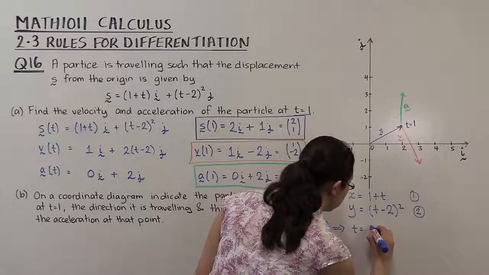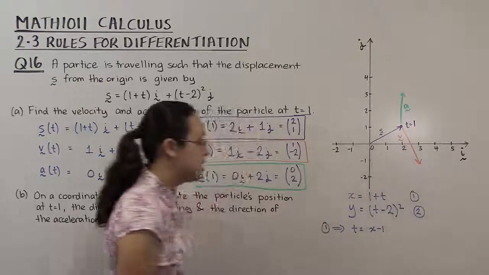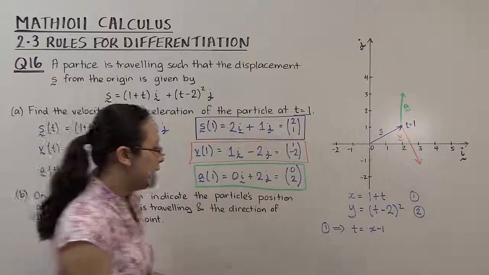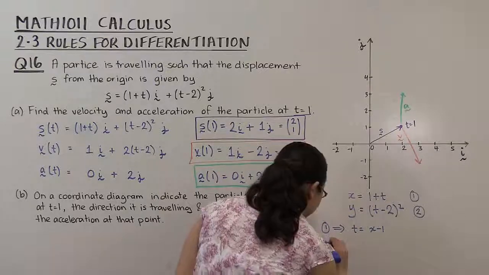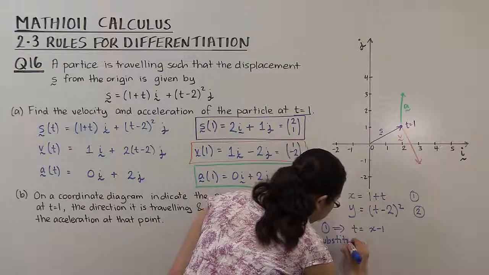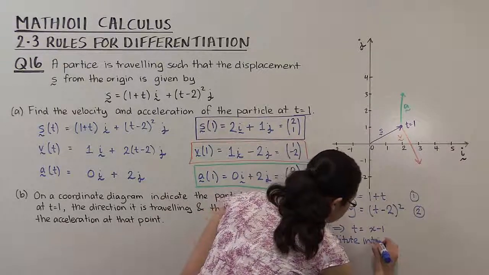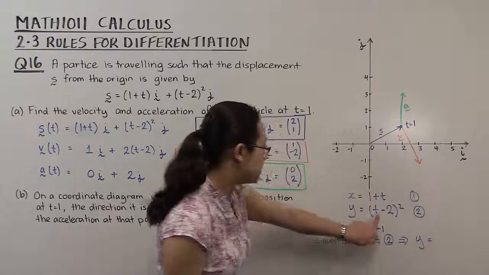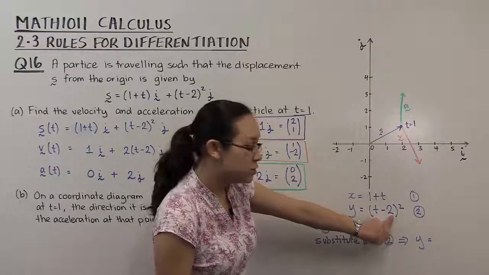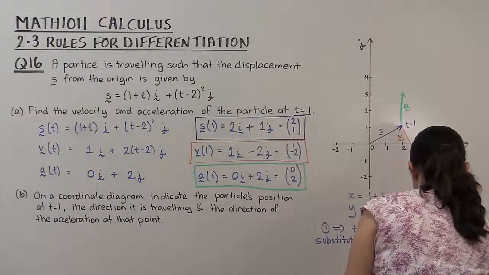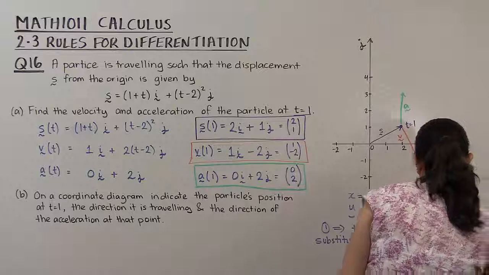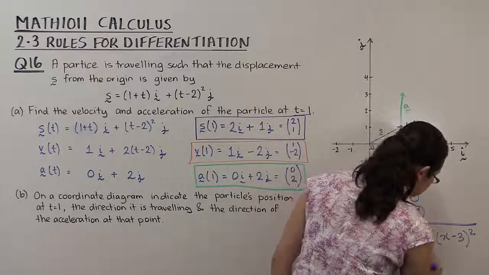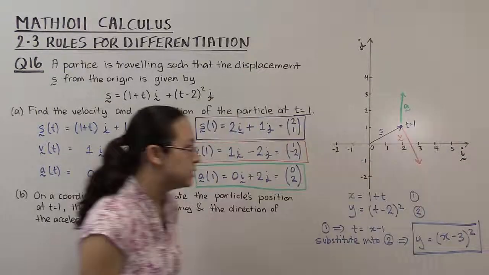according to equation 1, t is really just x minus 1. And then if I substitute that into 2, then we get y is really (x minus 1 minus 2), so that's (x minus 3) all squared. So this is the path that this particle is travelling.